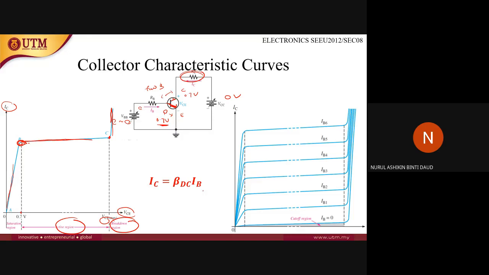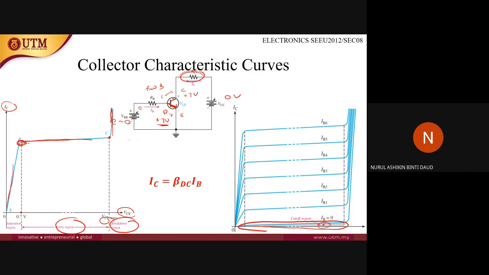And then you can see another graph here. When IB is 0, meaning the base current is 0, the collector current is not 0, but slightly there, because of the hole current. We call this the cut off region. Usually it is very slight and very difficult to see, so we call this a cut off region.